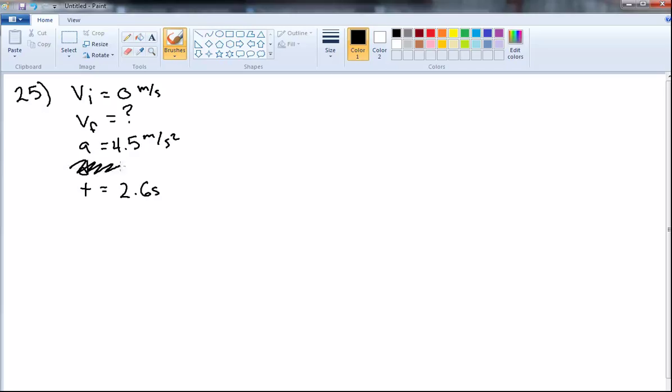So in this question, we're not given D. So do we have an equation that deals with VI, VF, A, and T? That's VF equals VI plus AT. And we just need to plug in here. So VF is our unknown. VI was 0 plus A, which was 4.5, and times T, which was 2.6.